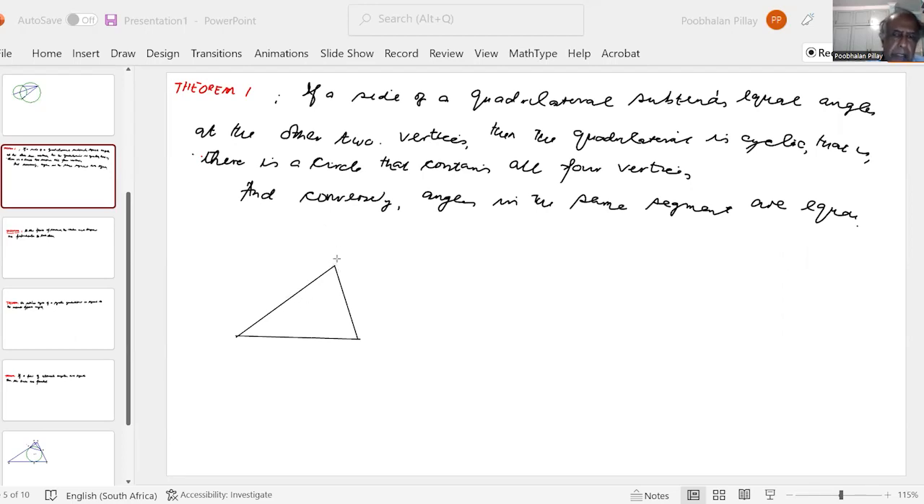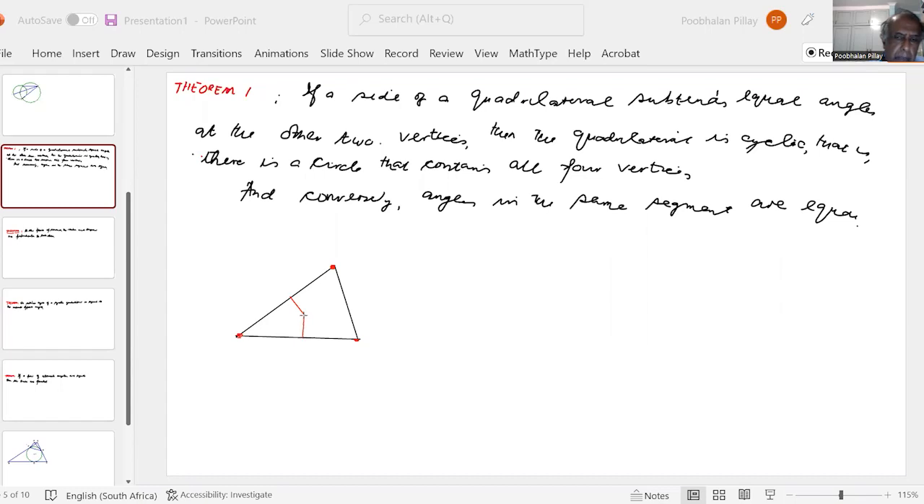So I'm saying that when you take these 3 points, if you take the 3 vertices of the triangle, I claim that there is a circle which contains all those 3 vertices. And to do that, you draw the perpendicular bisectors of the sides. Take any 2 sides and draw the perpendicular bisector. A line which is perpendicular to it and also bisects it.